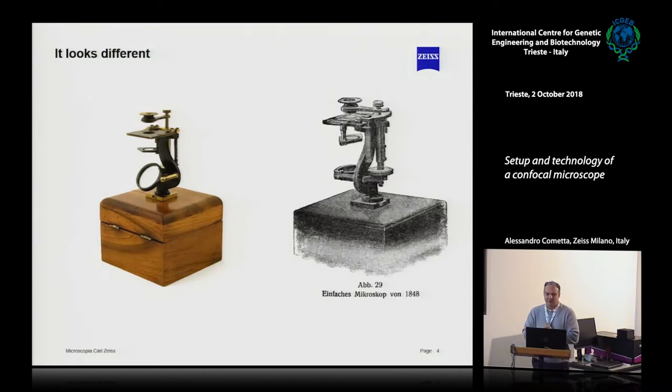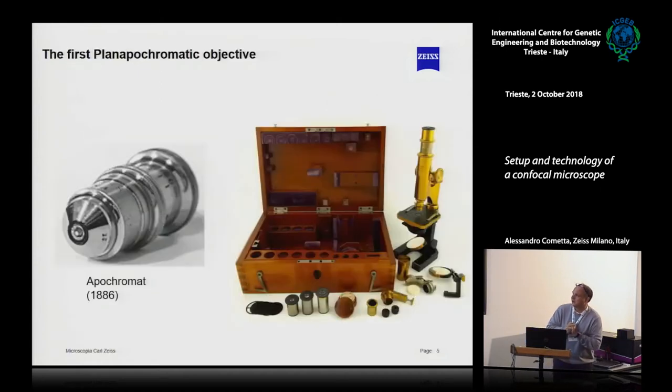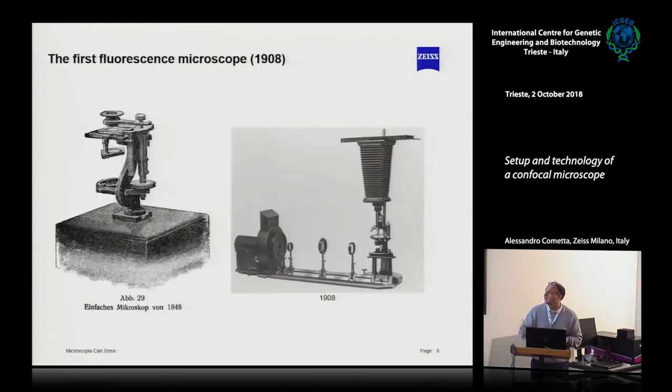So he decided to work with a young professor in physics, and he worked on the problem and defined the laws of optics, the same laws we use today. From that point, Zeiss produced the first apochromat objective, the first fluorescence microscope, even if at the time fluorescence was considered just a parasite effect, a side effect, not useful at all, but even something to remove.